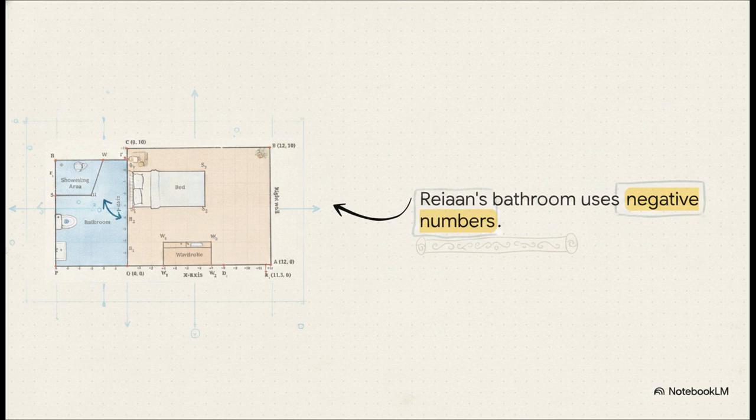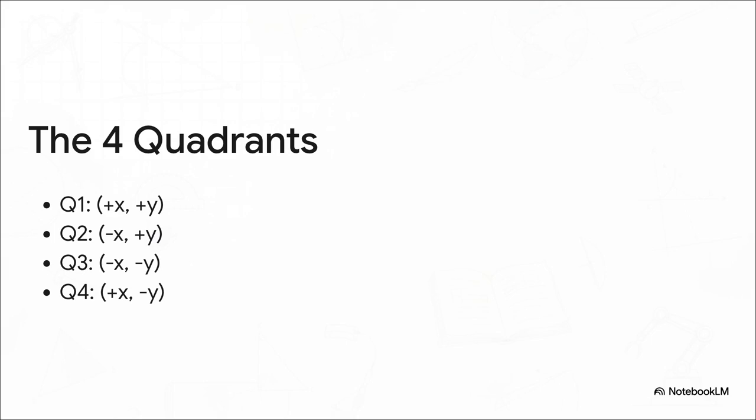The showering area pushes right past the origin, deep into negative x coordinates. This is exactly why Brahmagupta's formalization of negative numbers back in 628 CE was so essential. I mean, without it, literally half of Riyan's room would be mathematically unmappable. So the axes naturally divide our plane into 4 parts, and we call these quadrants.